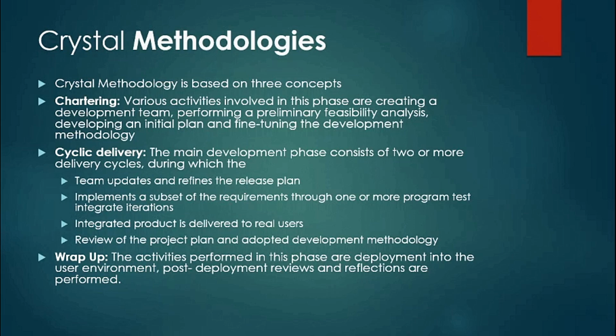So in chartering, mainly what is taken care of is related to the development team. Next is the cyclic delivery. The main development phase consists of 2 or more delivery cycles, during which the team updates and refines the release plan or the requirements, and implements a subset of the requirements through 1 or more program test integrate iterations. Also, the integrated product is delivered to real users, and review of the project plan and the adopted development methodology is taken care of in the cyclic delivery.